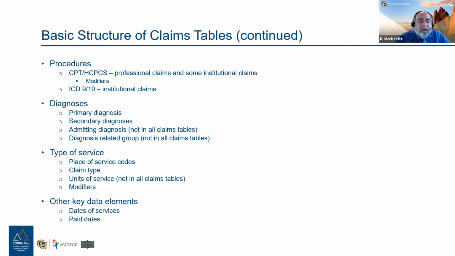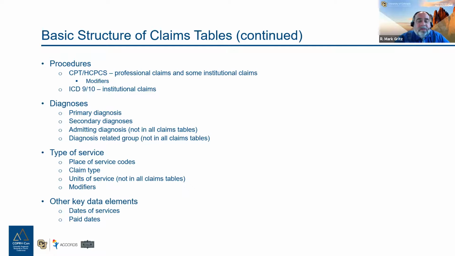Claims also have diagnoses, and again, there should be a primary diagnosis identified for each claim header as well as secondary diagnoses. For some claims tables, particularly inpatient, there'll be an admitting diagnosis, and if they're paid on a diagnosis-related group type of payment model, or DRG, which again, a lot of inpatient stays are paid on a DRG, those will also be in the claims table.